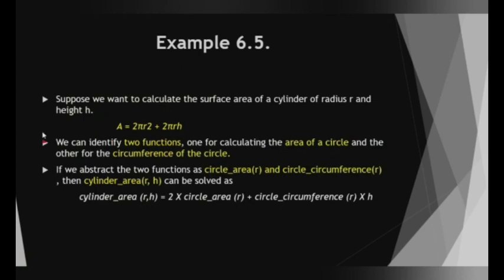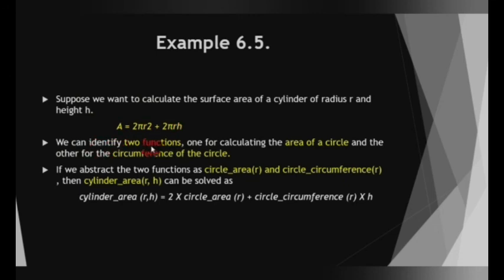Suppose we want to calculate the surface area of a cylinder of radius r and height h. One problem is given: we are going to calculate the surface area of the cylinder, and the two inputs given are the radius r and the height h. So what is the formula? 2 pi r square plus 2 pi r h.